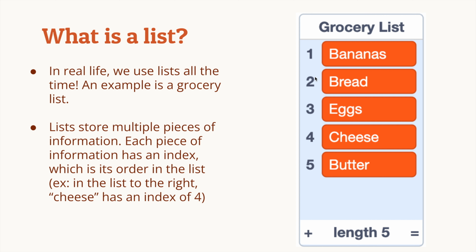For example, in the list over here, the grocery list, each item has its own index. We have bananas, bread, eggs, cheese, and butter. For cheese, the index is 4, which is its position in the list. It's the 4th item in the list. And this list has an overall length of 5, since it has 5 items total.